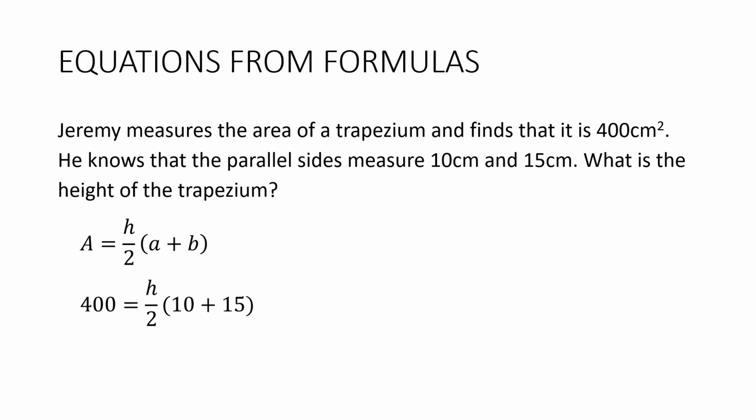Here's our equation. We want to get H by itself. Let's start by moving this divide by 2. It's coming over as the times. Now at the same time, I'm sneakily going to add these two together. So I get 800 is equal to H times 25. Let's see if that makes sense to you. 2 times 400 is 800. 10 plus 15 is 25. Finally, let's get rid of this times 25. We're going to divide by 25. 800 divided by 25 is 32 centimeters.